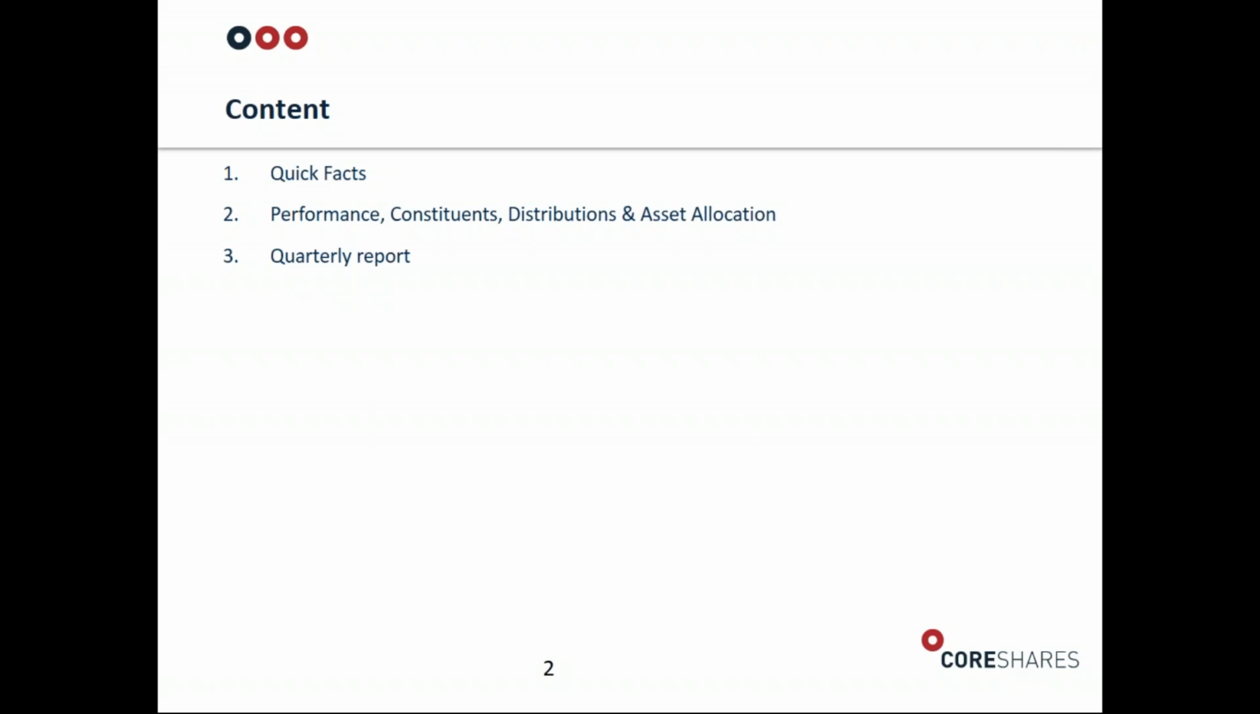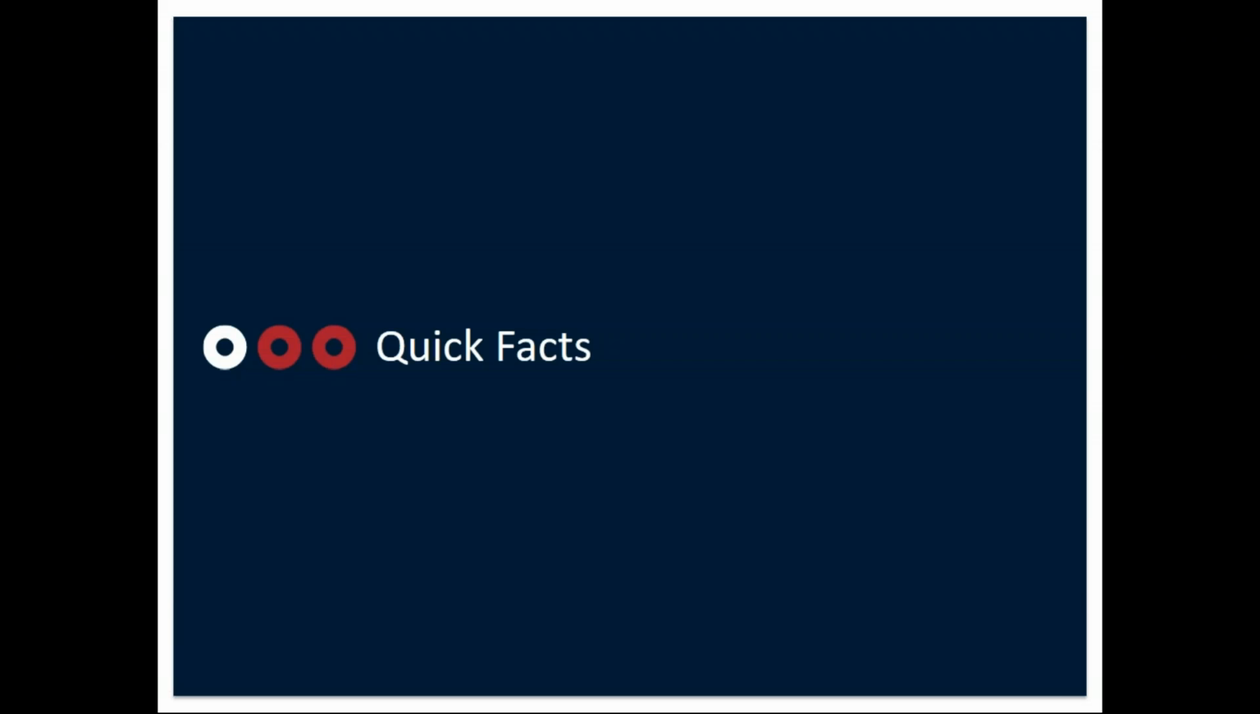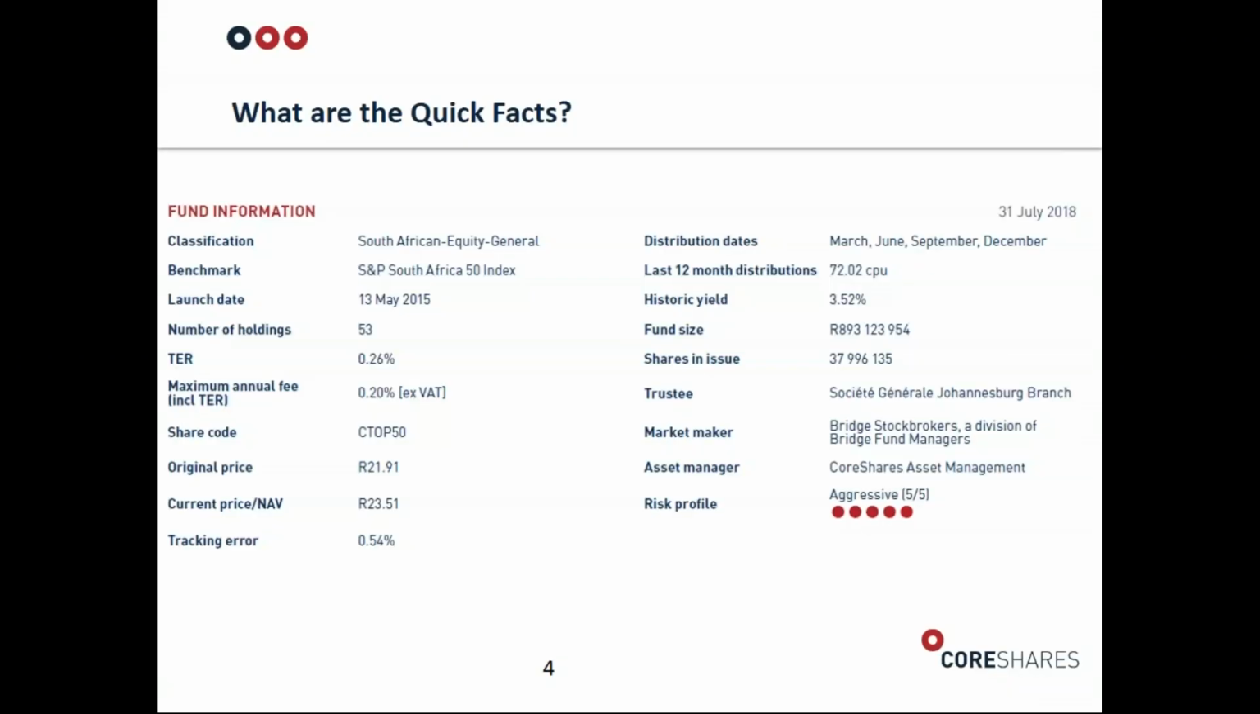So we're going to have a look at what exactly a fact sheet is, what the information is telling you, and how you can interpret it properly. Really simple stuff, but really important for you as investors to understand exactly what you're buying. So the quick facts, usually at the top of a fact sheet, there'll be something that says fund information and it talks about some quick facts. And you'll see things like classification, benchmark, launch date, etc., etc.